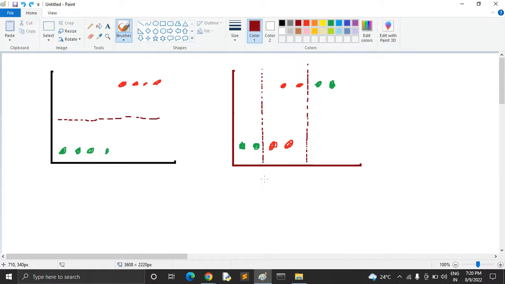This feature selection, or the multiple decision boundaries we are creating, how exactly is it happening? What is the mechanism, what is the working of this? Okay, let me give you one very straightforward example.